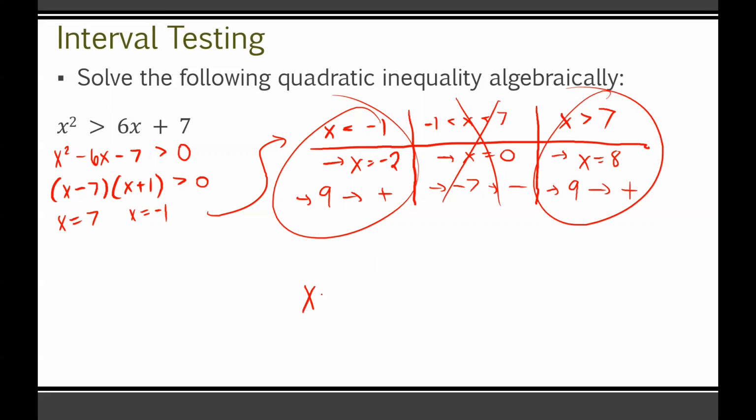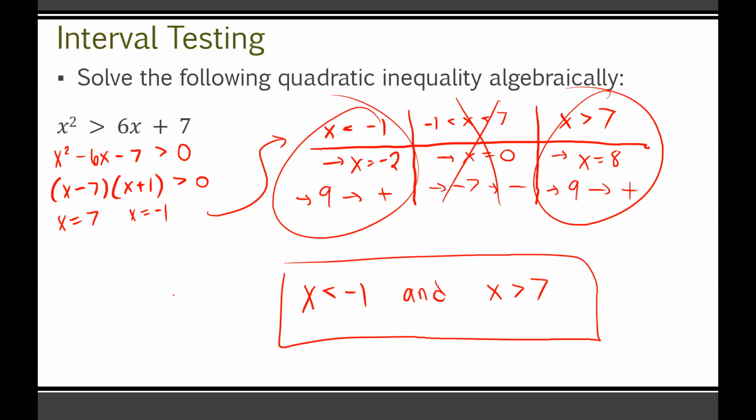So the answer to this is x is less than -1 and x is greater than 7. And then you just put a box around it. Lets me know that you got it right. So again, that's a quadratic inequality with only one variable. It's quadratic because there's an x squared, and there's only one variable because there's no y involved.